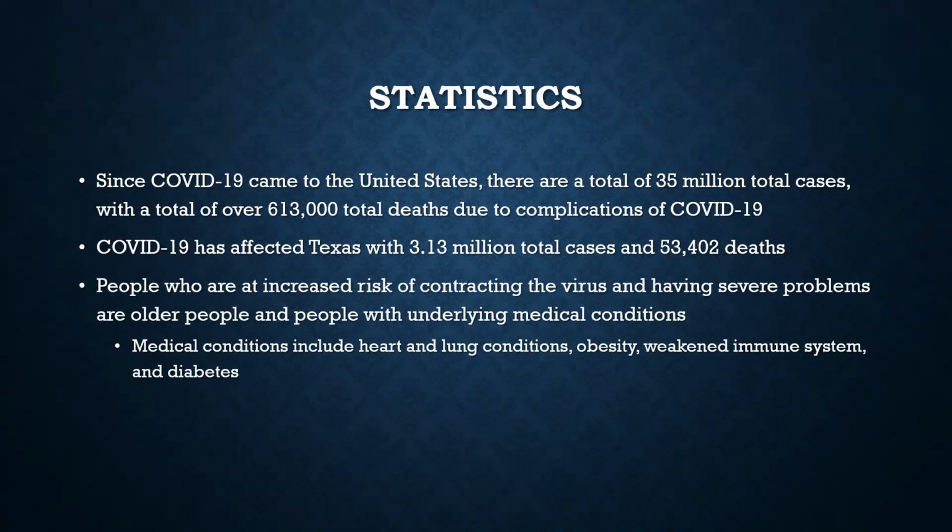The people who are at an increased risk of contracting the virus and having severe problems are older people and people with underlying medical conditions. Some of these medical conditions can include heart and lung conditions, obesity, having a weakened immune system, being immunocompromised, and also having diabetes. All these can lead to an increased risk of getting COVID, and people that are at risk are on high alert.